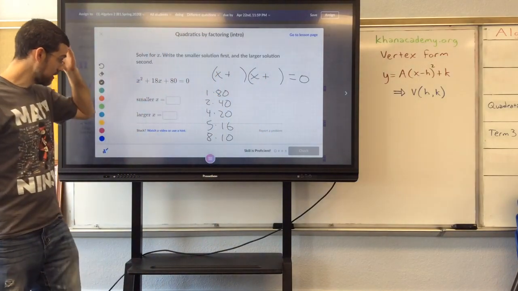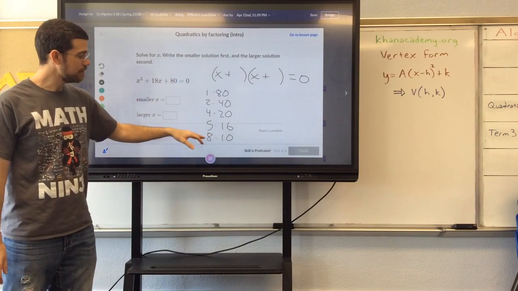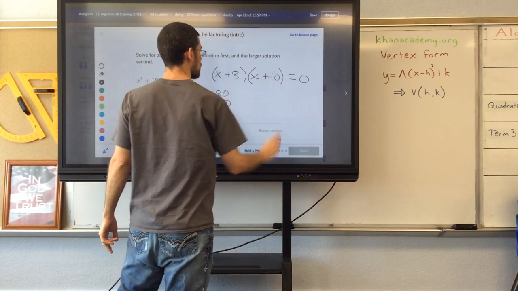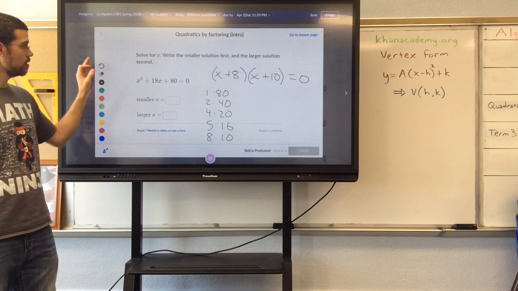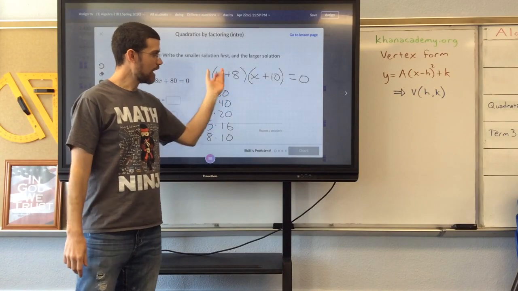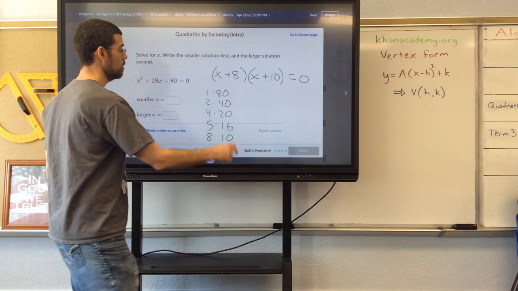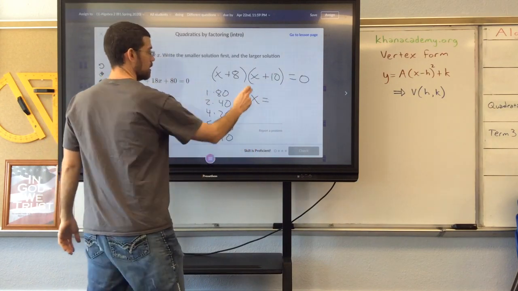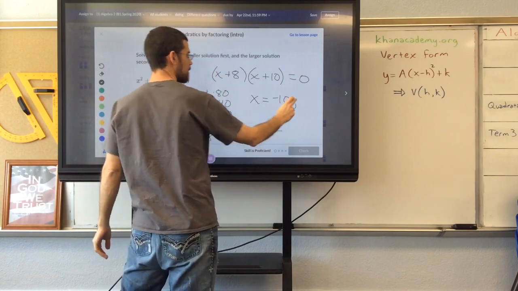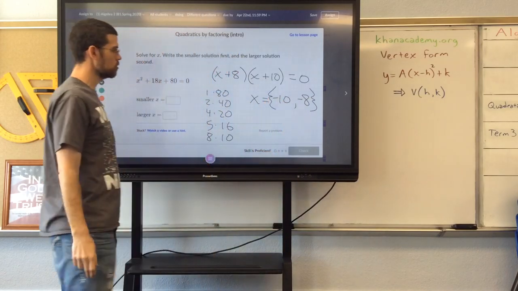So then we want to add and see if we get to 18 with any of these. 8 times 10 is 80, 8 plus 10 is 18. So now we have it factored. The quadratic has been factored into these two binomials. If either of these factors equals 0, it'll be 0 times a number equals 0. So x equals negative 10 or negative 8. So those are our two choices.